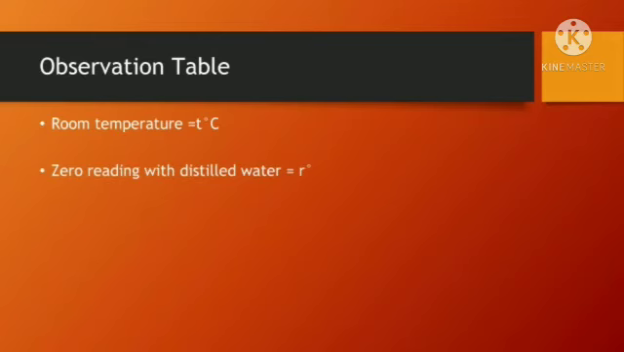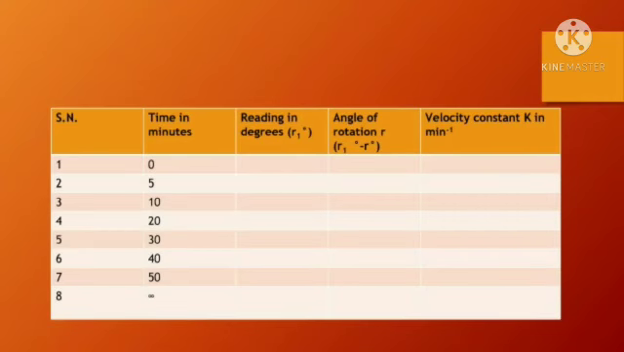Observation table: room temperature is equal to T degrees Celsius. Zero reading with distilled water is equal to R degrees. This is the observation table. It contains 5 columns and 8 rows. First column, serial number. Second column, time in minutes. Third column, reading in degrees. Number 4, angle of rotation R. Number 5, velocity constant k.